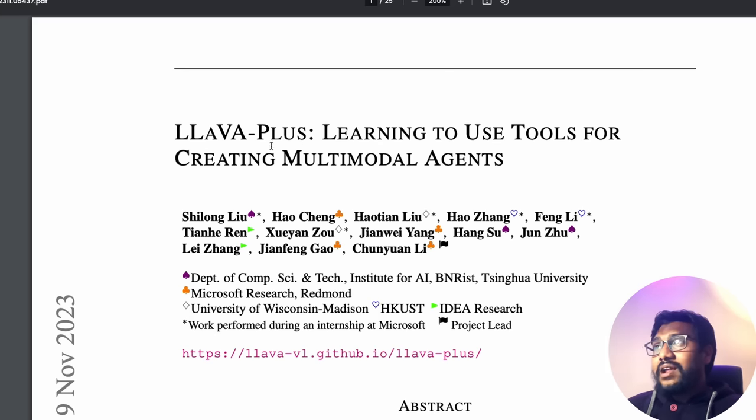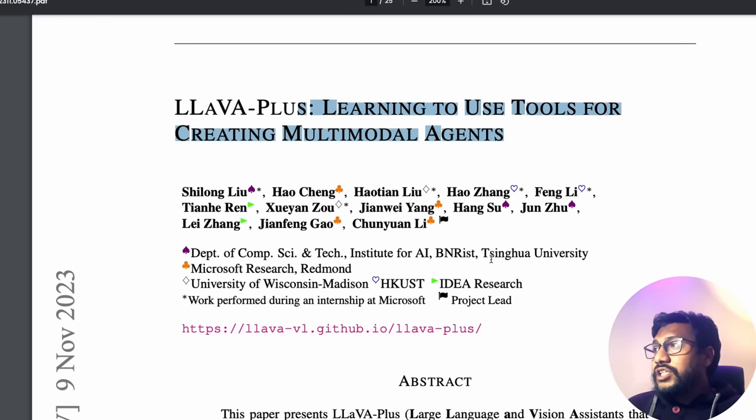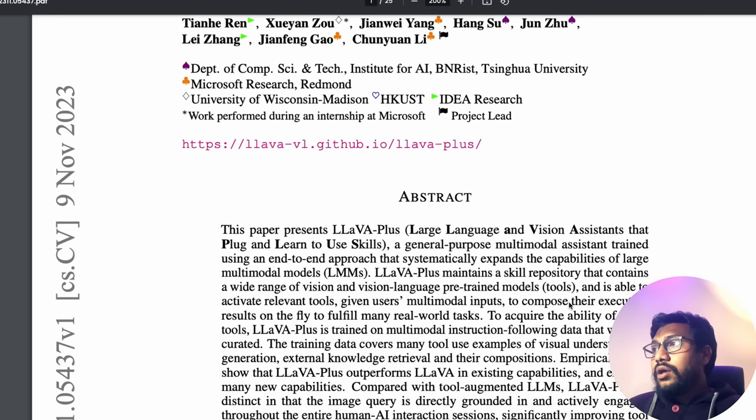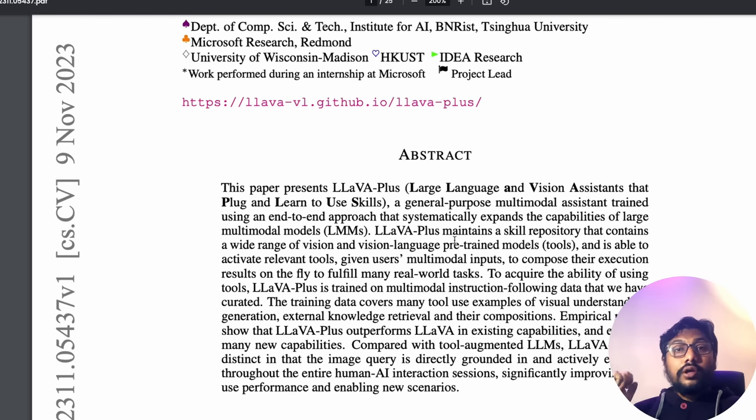The next paper, Llava Plus, Learning to Use Tools for Creating Multimodal Agents. It is from Tsinghua University, Microsoft Research Redmond, and University of Wisconsin-Madison. This was performed during an internship at Microsoft. Okay. Llava is a very popular multimodal model. We already know the Llava model. We have tested it. It's a really good model.